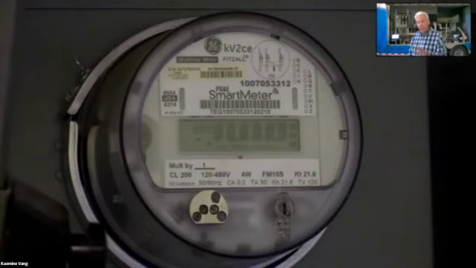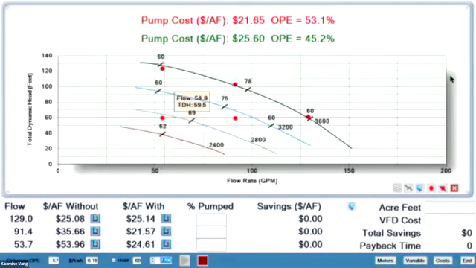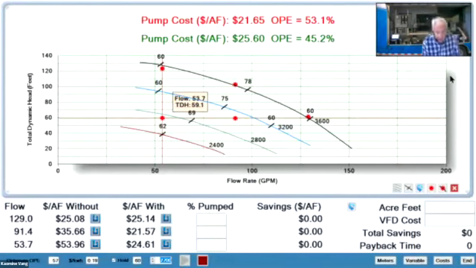Let's go back to our other screen. There you go. It was running 3,600 RPMs. Now it's running 2,700. So that's 25% less RPMs, but more than half of the horsepower is not being used now. The affinity law has kicked in. Big savings on this.